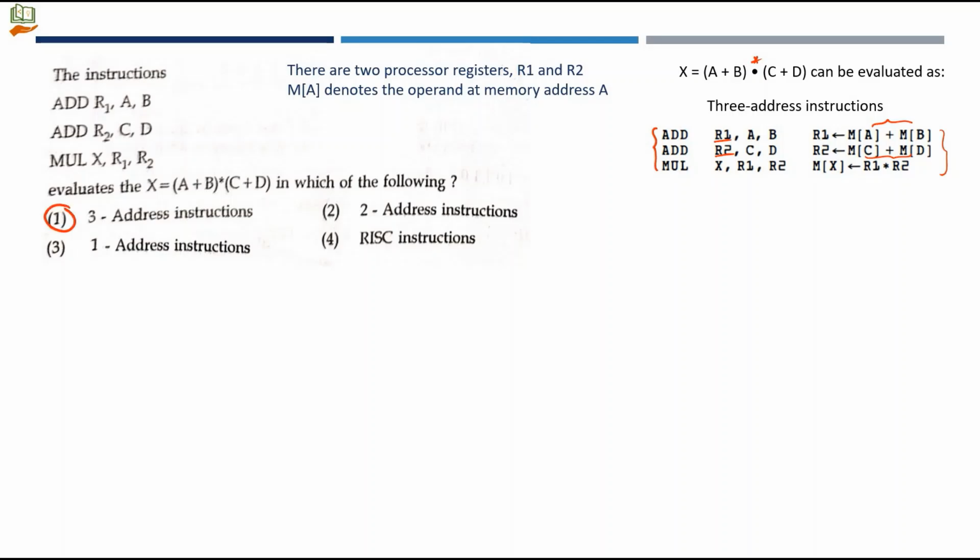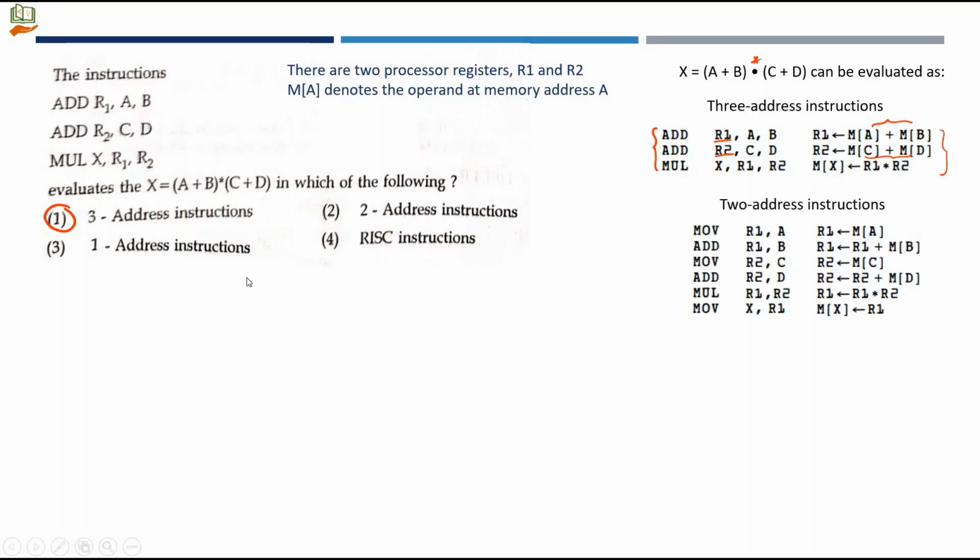The same expression can be expressed in 2 address instruction format, 1 address instruction format, 0 address instruction format and RISC instruction format. I will now show you all the formats so that it will be a good learning for you. These are the 2 address instructions. Here you will have only a register and 1 memory address involved. So we are moving the memory address A to R1 and then inside R1 you are adding it to the memory address B. These 2 operations will hold the value of A plus B.